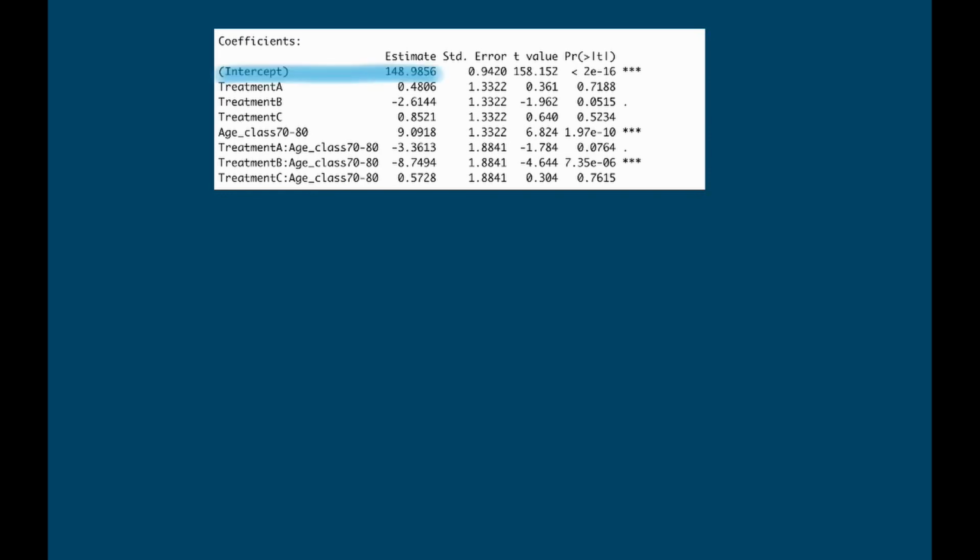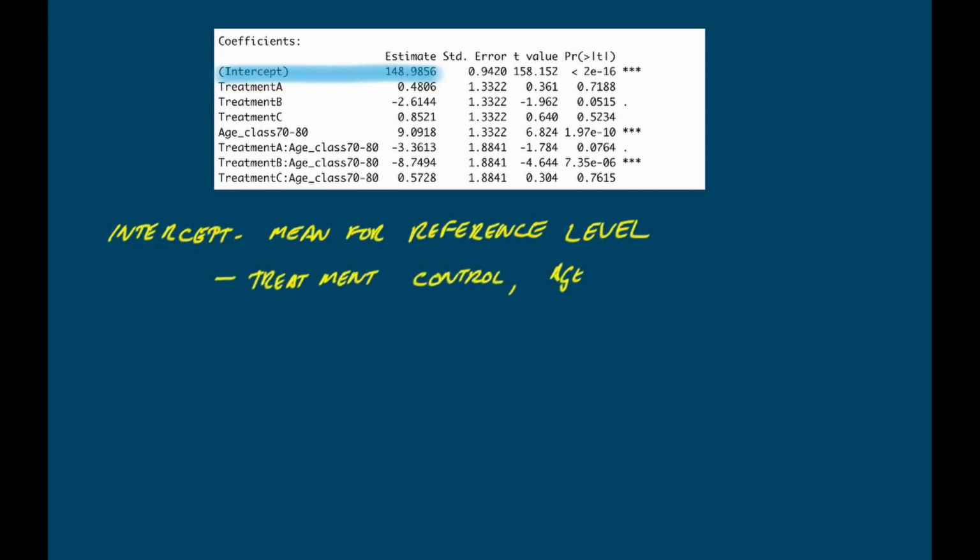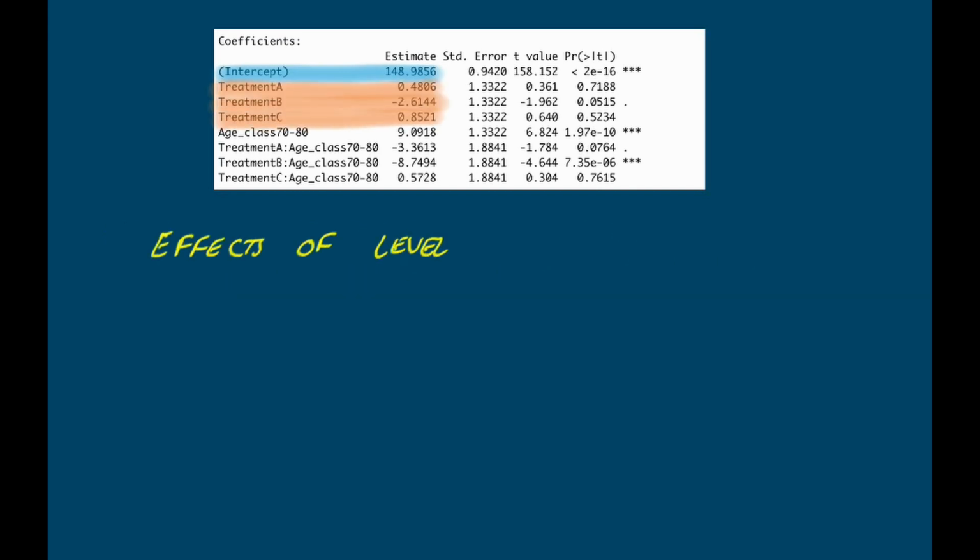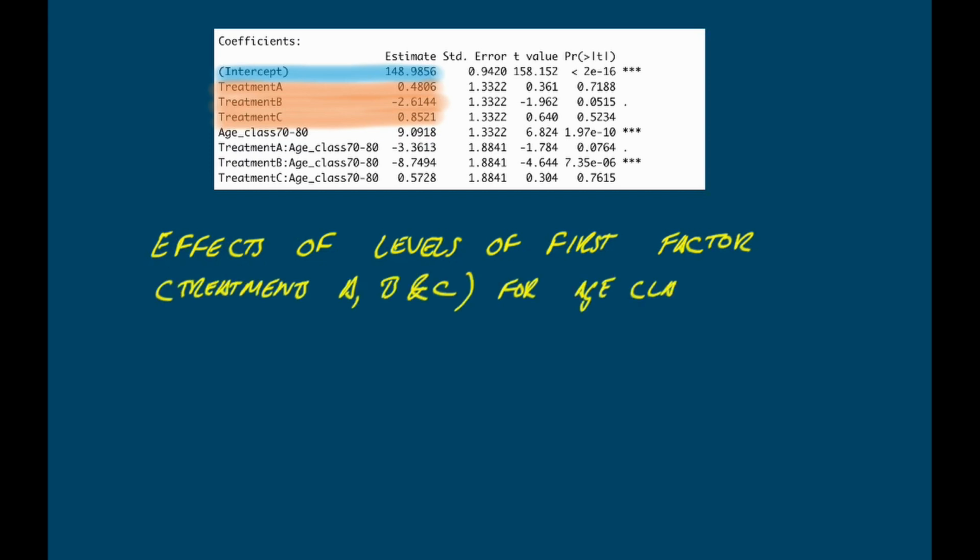So the intercept, once again, is giving us the mean value for the reference levels of our factors. The reference levels of our factors are control for the treatment factor and age class 40 to 50 for the age class factor. So that intercept is the mean for control treatment, age class 40 to 50. The first part of the coefficients table that follows that is once again pretty much the same as the coefficients table for a single factor ANOVA.